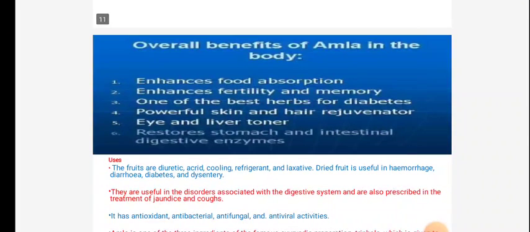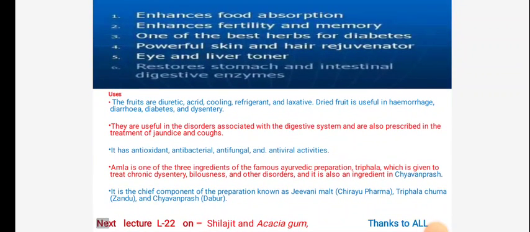Then the overall benefits of amla in the body: enhances food absorption, enhances fertility and memory, the best herb for diabetes, a powerful skin and hair rejuvenator. And lastly, some fruits have more characters, like for hemorrhage, that is excessive bleeding. Then secondly, it is associated with treatment of jaundice and cough, and it is a good antioxidant with antibacterial, antifungal, and antiviral activities.